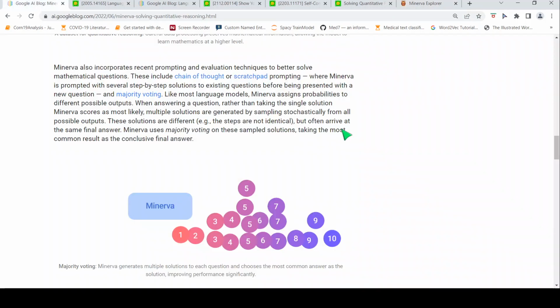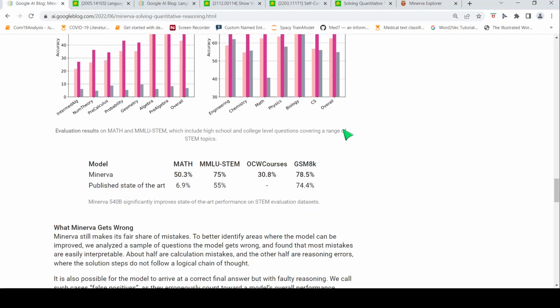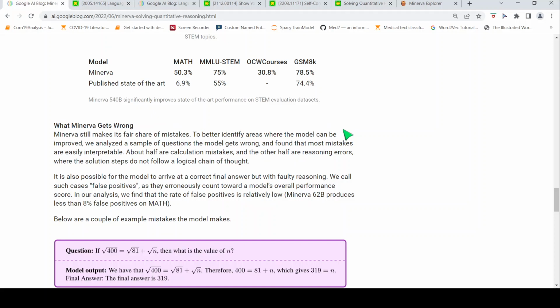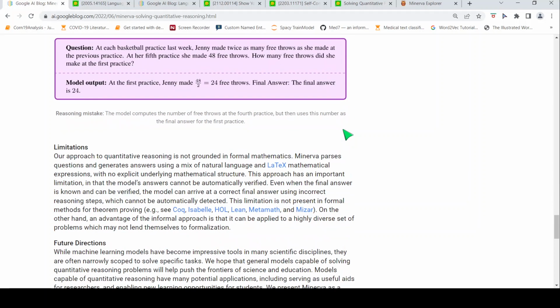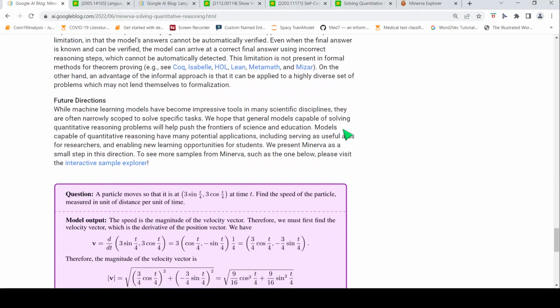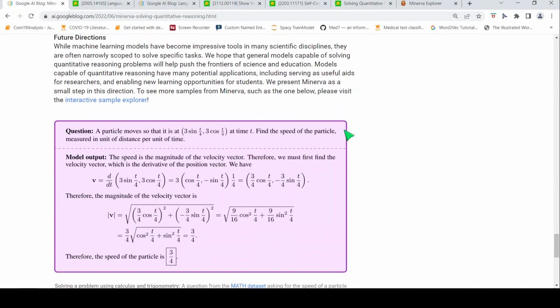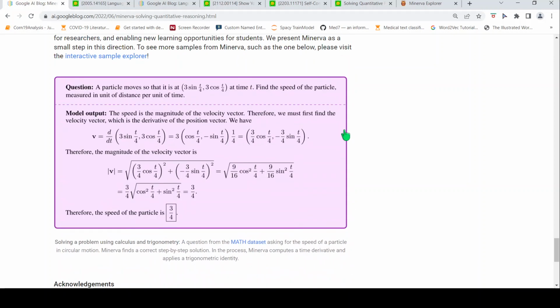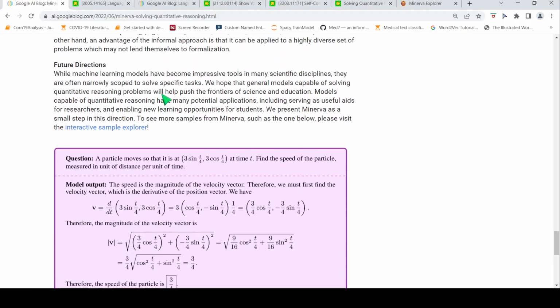So what is the use of such a model? What these authors are envisioning is that in the future, when this model gets better and better, then you have a teaching assistant for you who can actually help you out with your mathematical problems. That is the whole idea behind this. That's what they say, that in the future, one of the directions is that this could become an assistant, a teaching assistant, for researchers, and provide new learning opportunities for students.